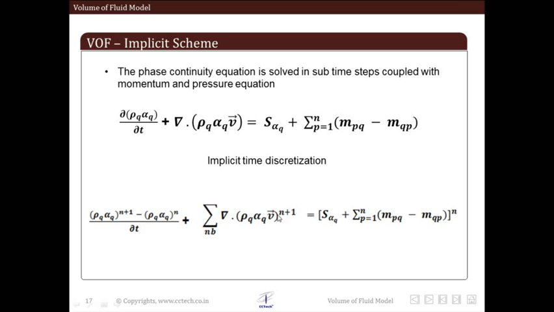The momentum equation is also at the n plus 1 time step, as well as the phase continuity equation is at the n plus 1 time step. So the momentum equation and the phase continuity equation are solved together. This is the term to watch for: n plus 1, that is the current time step.